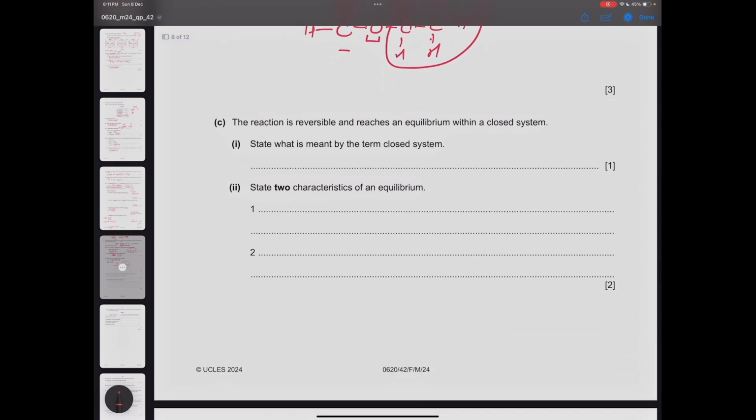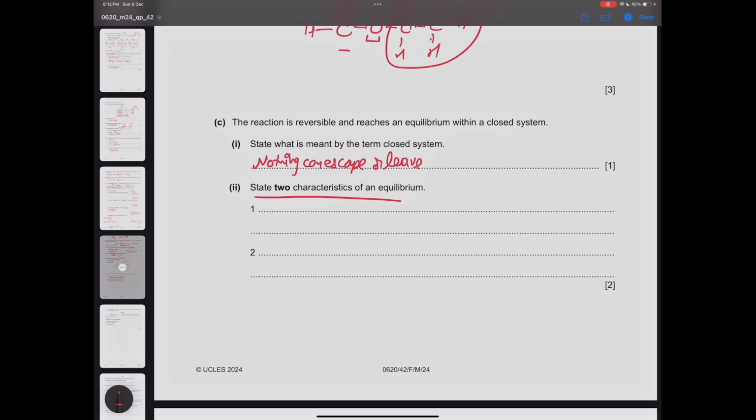The reaction is reversible and reaches an equilibrium within a closed system. What does closed system mean? So I think closed system means where everything can escape. Is that right? No. So where nothing can escape or leave. State 2 characteristics of equilibrium.